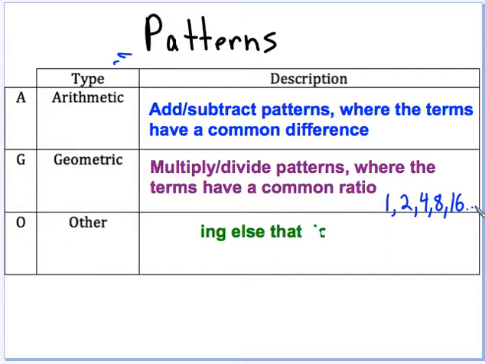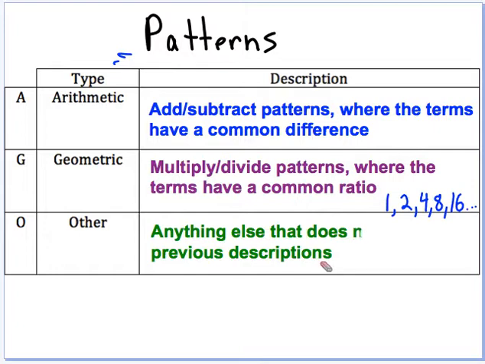So geometric are a little bit more difficult, but you'll find that we've actually seen geometric patterns in our last unit about exponential functions. So when you're totally freaking out about your geometric patterns, just remember it's going to eventually be an exponential function. And then the last category is just other. If it's not adding or subtracting every time, and it's not multiplying by the same number every time, then it's an other.